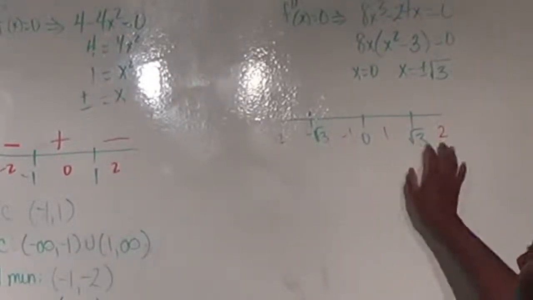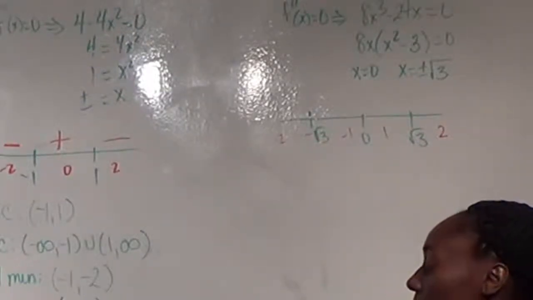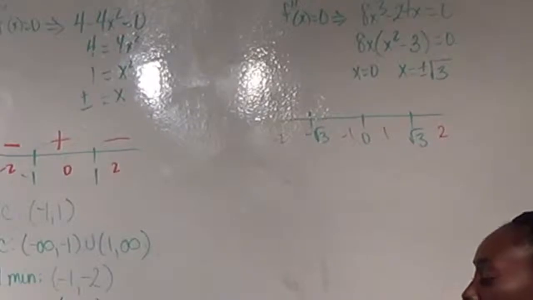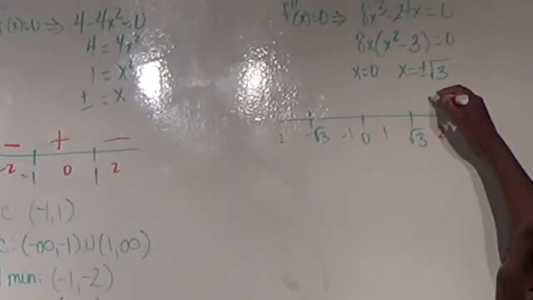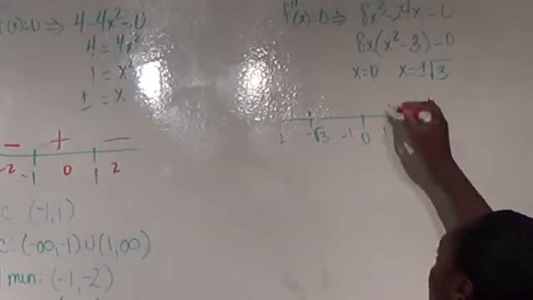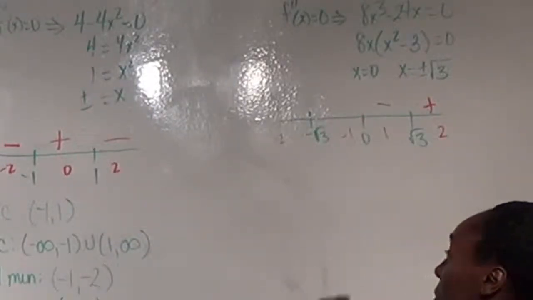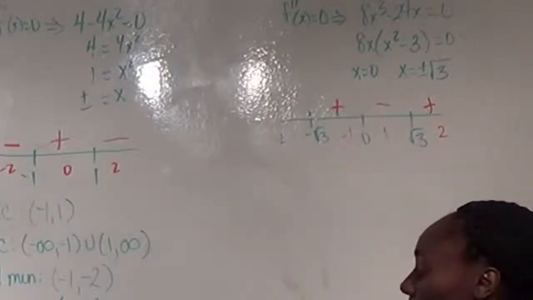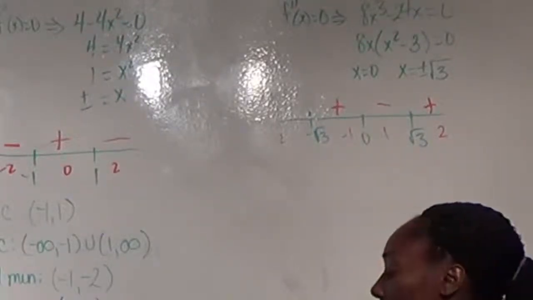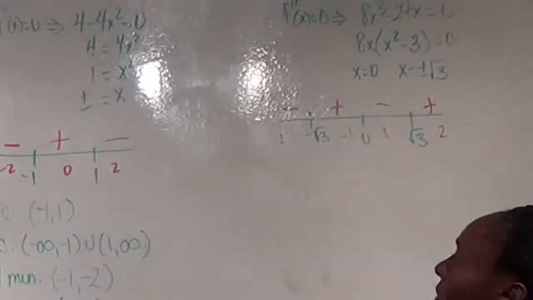Okay, so if we notice at 2, 8x cubed, that's looking like 64 minus 48. That's certainly going to be positive. At 1, I get 8 minus 24. That's definitely negative. Negative 1 will give me a negative 8 plus 24. And at -2, I'm looking at a negative 64 plus 48. So that's negative.